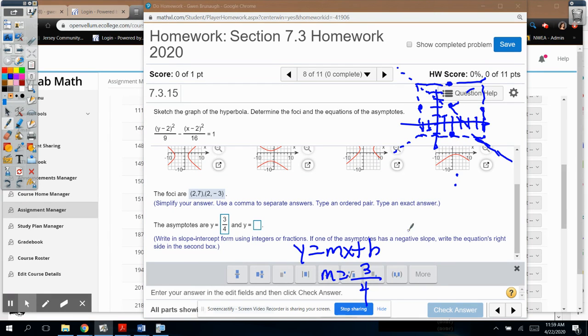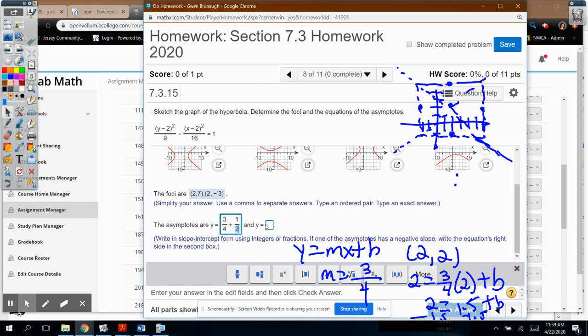Okay, let's use our center, which is 2, 2. Plug it in with the 3/4. So it's 2 equals 3/4 times 2 plus b. Okay, so that's 2 equals 3/4 times 2 in my calculator. It's 1.5. Plus b, and subtract 1.5, and that's 1/2 is the b. So 3/4 x plus 1/2.